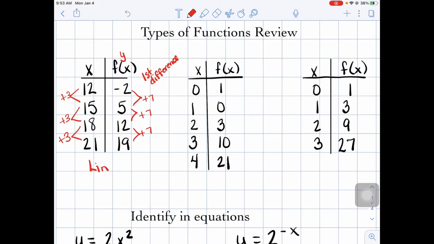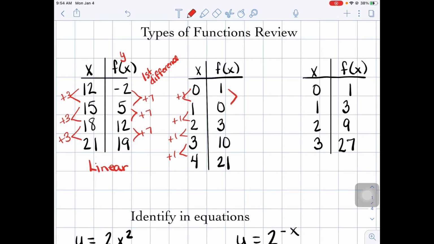And I know that this is linear. Now, we've talked about how to make these equations. We're not going to go back into that right now, but by looking at this and noticing that the first difference is consistent, we know it's linear. All right, so let's look at our second example. 0 to 1, we know we had +1, 1 to 2, +1. We can see this side here is consistent with adding 1. So we're going to look at the second side.